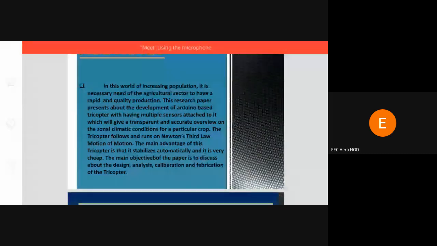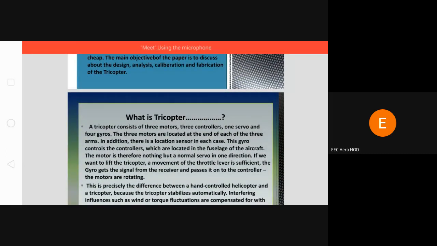The principle of the tricopter is that it runs on Newton's third law of motion, which states that for every action there is an equal and opposite reaction. One of the main advantages why we chose a tricopter rather than a quadcopter is that it is very cheap and it stabilizes automatically.